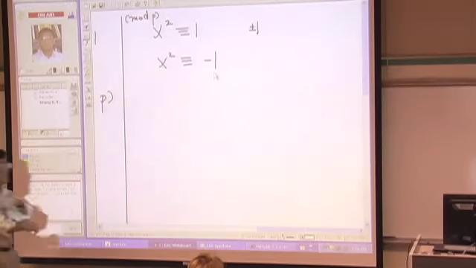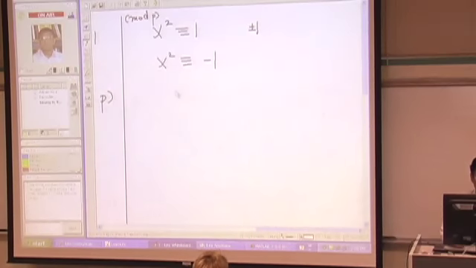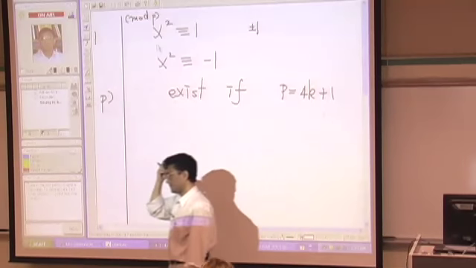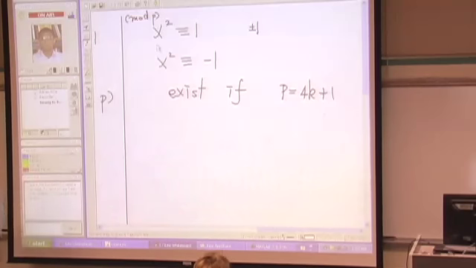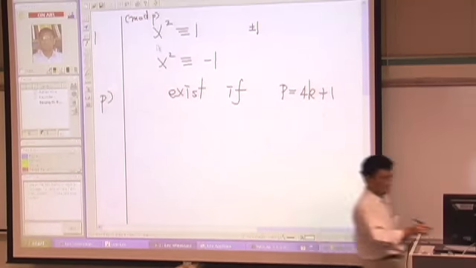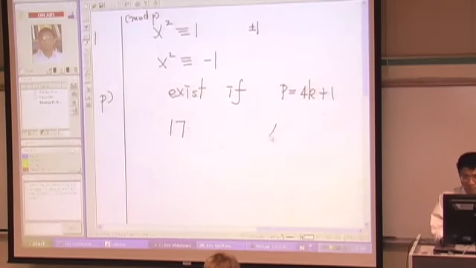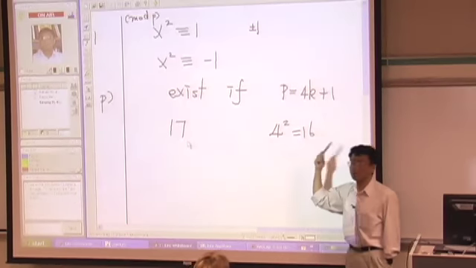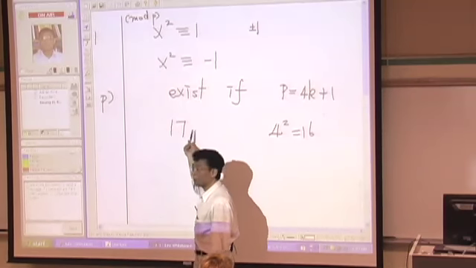So people investigated this problem and concluded that a solution exists if p is 4k plus 1 type, right? In other words, if it is 4k plus 1 type, there is always a solution. So let's pick some number. For instance, 17. When you have 17, then 4 squared is what? 16, right? 16 plus 1 equals 17, right? So there is a solution. Do you get it? So 16 is congruent to negative 1. The same. So 17 is 4k plus 1 type.